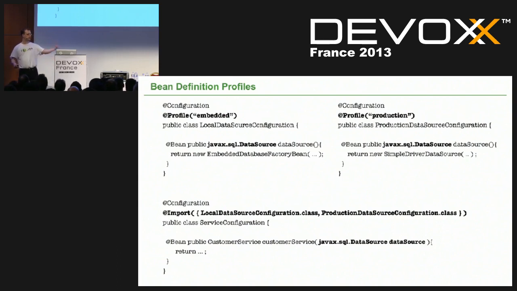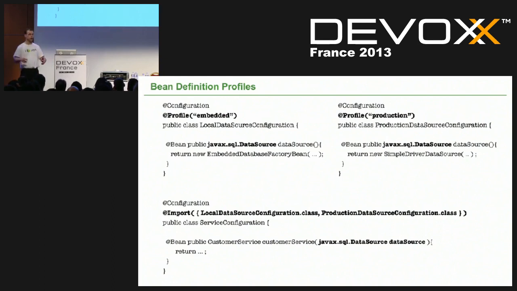One for profile embedded, one for profile production. They both define a data source. They both produce a data source that I can import. But based on which profile is active, I only get one reference, right? So in my class below, I import both of the configuration classes, but then I declare dependency on a data source, and only one will be returned, depending on which profile.